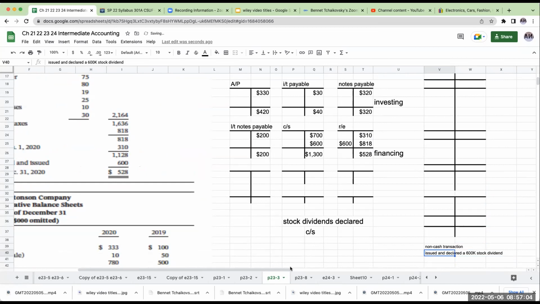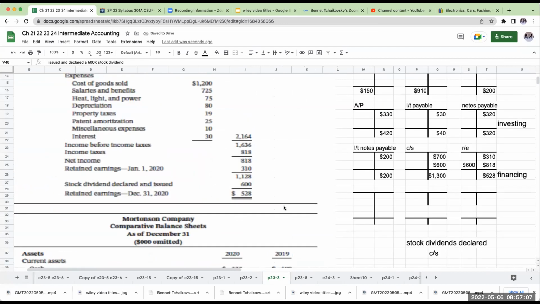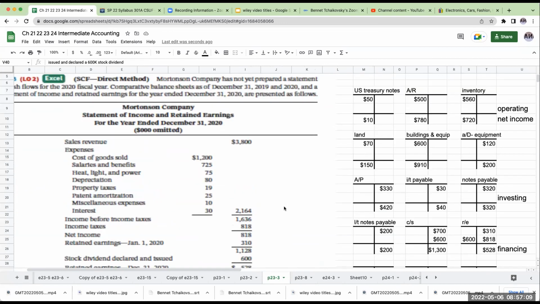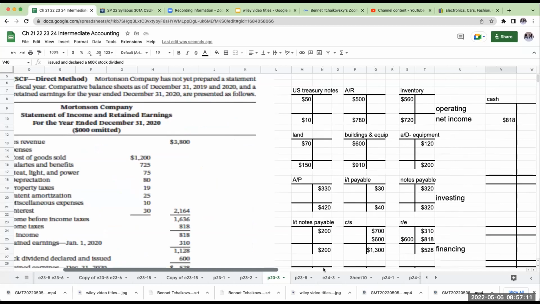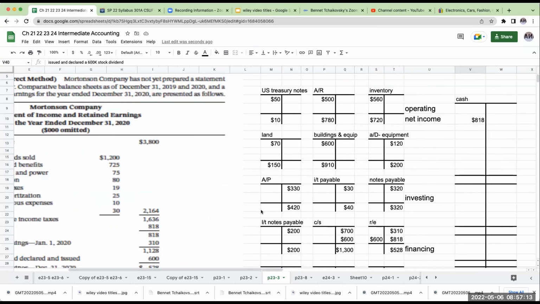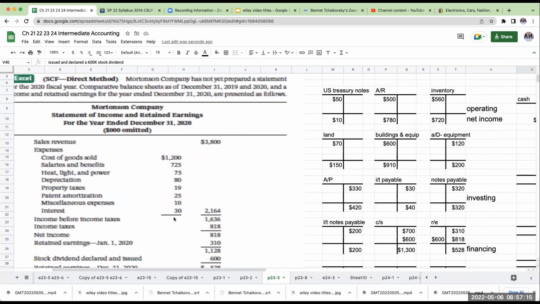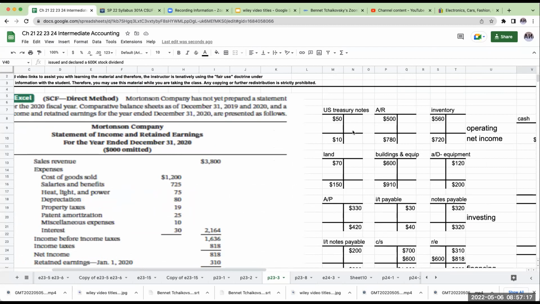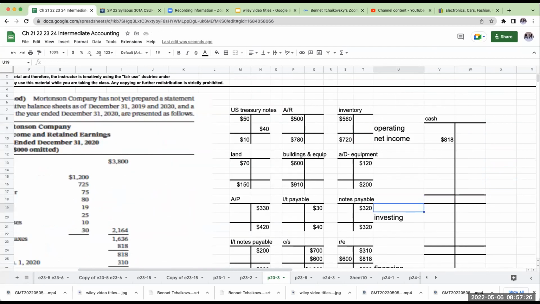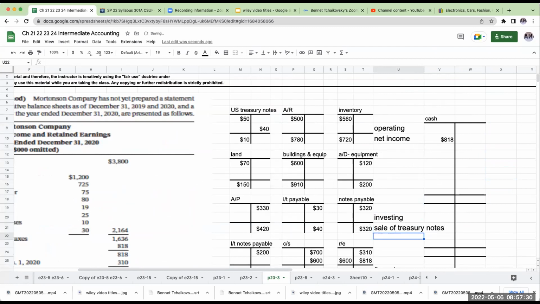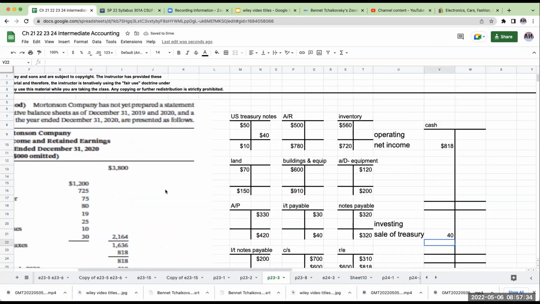Okay, so that's a non-cash transaction. And then let's go ahead and look at the other T accounts. So right over here for US Treasury notes, I don't think there was a gain or loss on any of the notes. So basically what we can do here is we can credit this for 40. What I can say is over here, sale of Treasury notes. And then we'll go ahead, debit the investing section for 40.